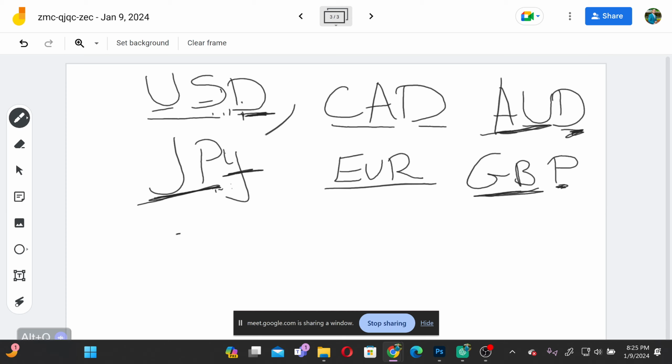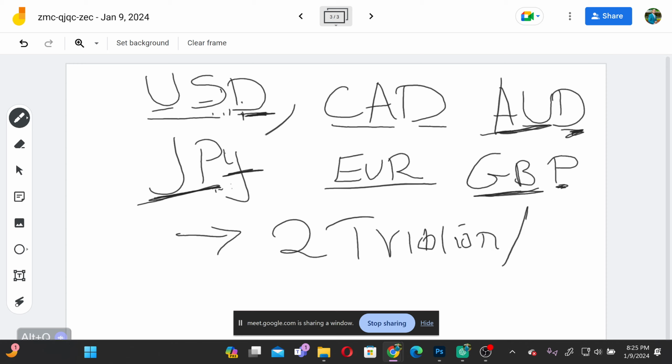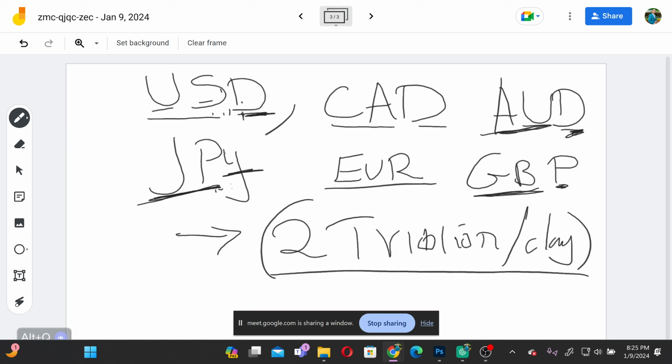And one thing that you actually have to know about the forex market is that it is very, very large, as it is traded over 2 trillion per day. So this is a very big market. 2 trillion are traded in the forex market, and that is a very, very big number.